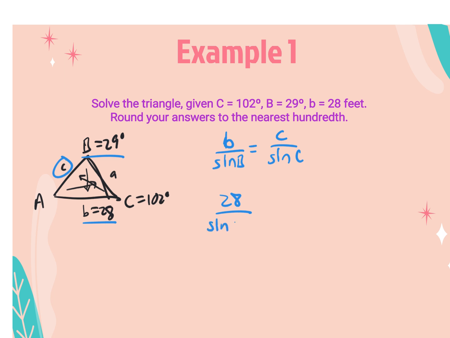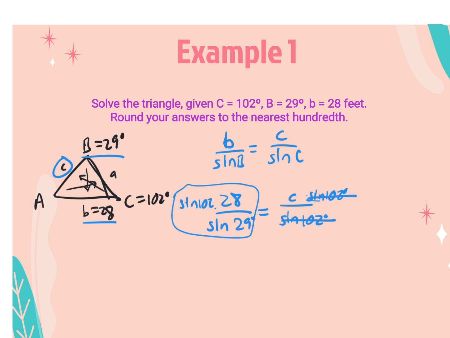All right, so you get 28 over sine of 29 equals C over sine of 102. And then to get your C by itself, all you have to do is multiply by sine of 102 on both sides. And then it cancels out over here.